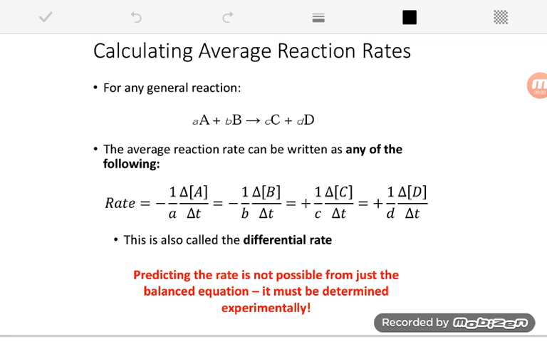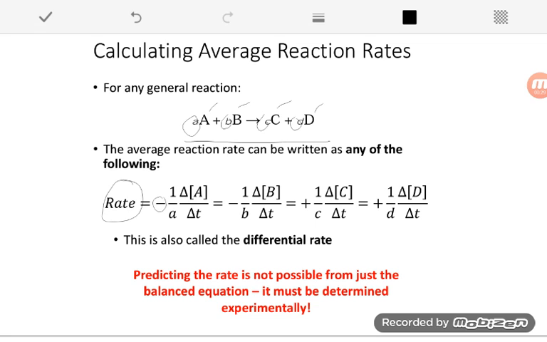Let's talk about calculating average reaction rates. For any general reaction, such as the one shown here, where the lowercase a, b, c, and d refer to the coefficients, these are the numbers in front, and the capital A, B, C, and D refer to the molecules you actually have, you can write an expression for the average reaction rate, that's that rate right there, in terms of any one of the reactants or products.